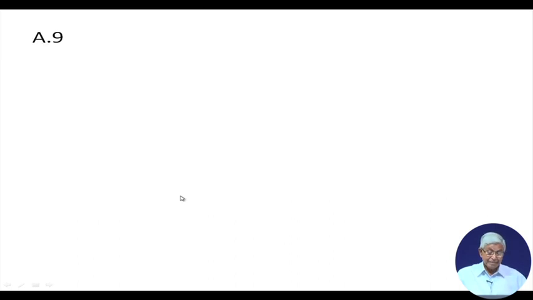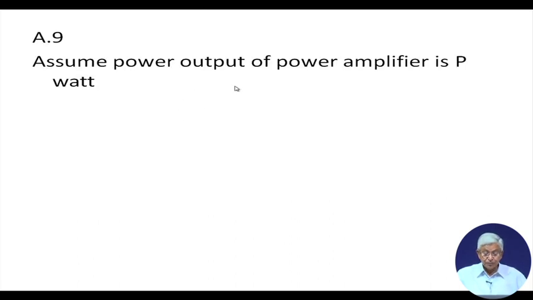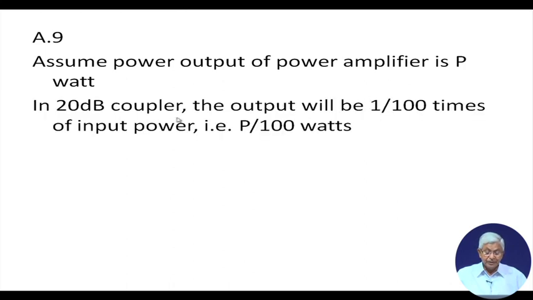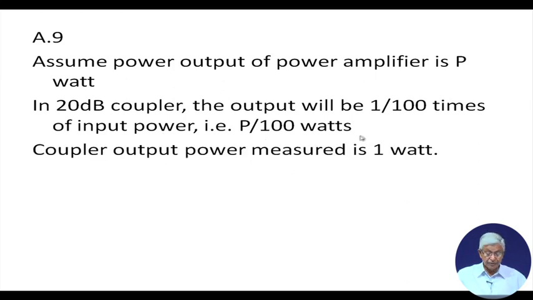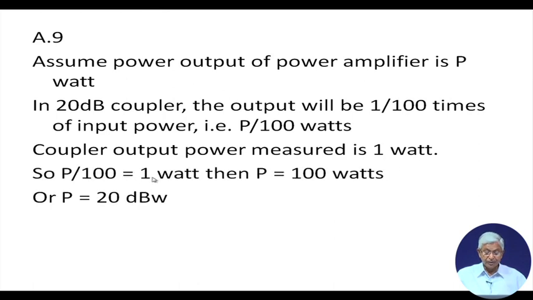Let us see. Assume the power output of the power amplifier is P watt, and in the 20 dB coupler, the output will be 100th, if you convert 20 dB to a ratio. So, 1/100 of the input power is coupled out, which is P by 100 watt, and which is measured as 1 watt. So, P by 100 is 1 watt, then P is 100 watt, and the answer is asked in dBW. So, we convert 100 watt into dBW, which is 20 dBW. So, your correct option is B.